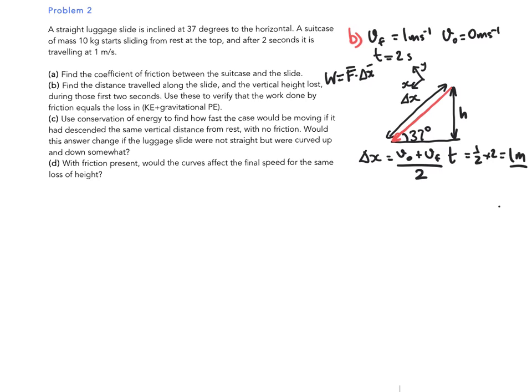Now we also need to find out the h. Well, we can find out h from trigonometry. If this angle here is 37 degrees and this is length 1, then we can easily find that h is sine 37 degrees just from trig, which is 0.602 meters. So both of those distances are important. We need to know how far it slid down, but also the vertical height from which it dropped, because we're going to have to use our conservation of energy rules to find out what's going on here.